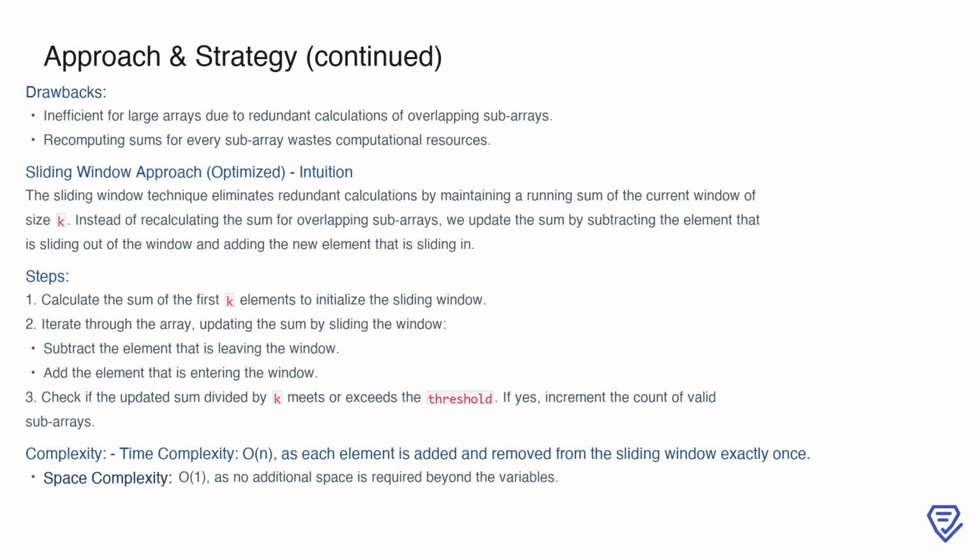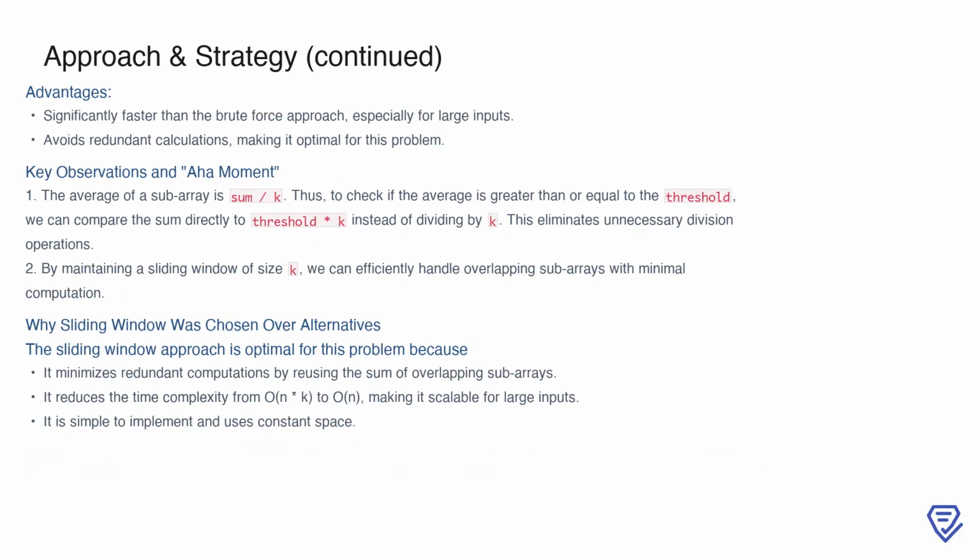complexity of O(1). The sliding window approach offers clear advantages over brute force. It's significantly faster because it avoids redundant calculations and reuses the sum of overlapping subarrays. This makes it particularly effective for large inputs.